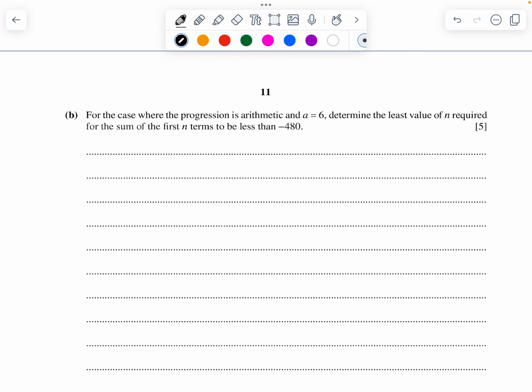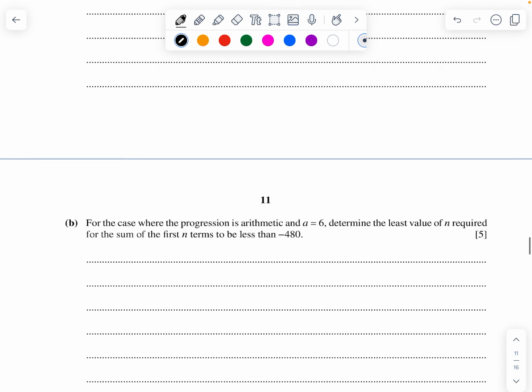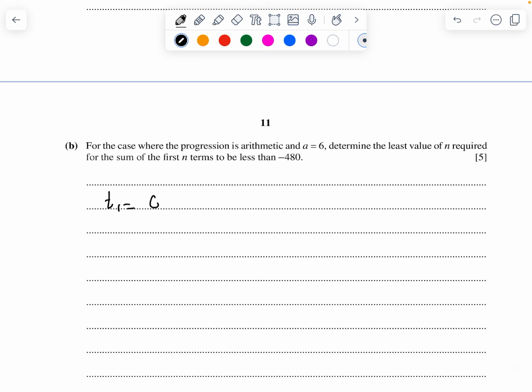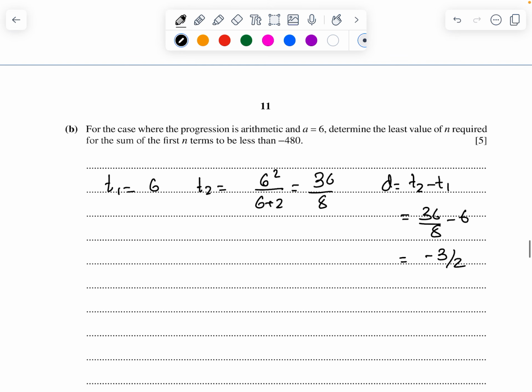For the case where the progression is arithmetic and a equals 6, determine the least value of n required such that the sum is less than minus 480. So what is told? The first term is a, so t1 equals 6. So t2 equals a square upon a plus 2, 6 plus 2, 36 upon 8. So common difference is going to be t2 minus t1, 36 upon 8 minus 6, which is going to be negative 3 by 2.